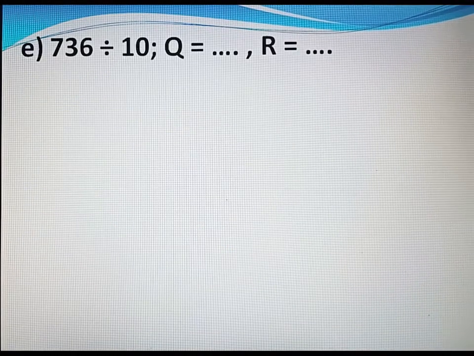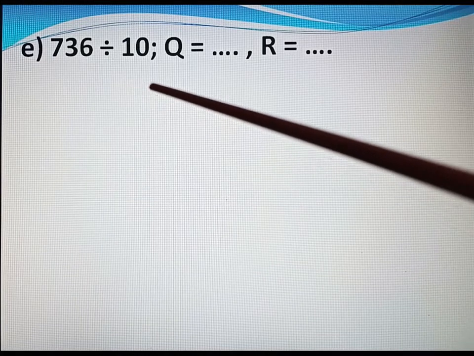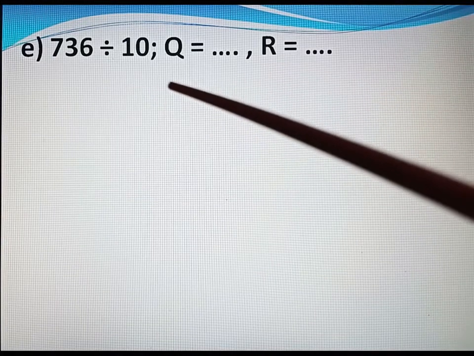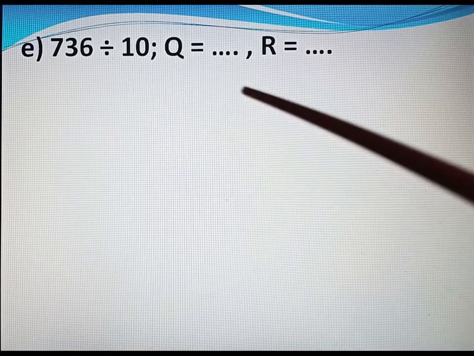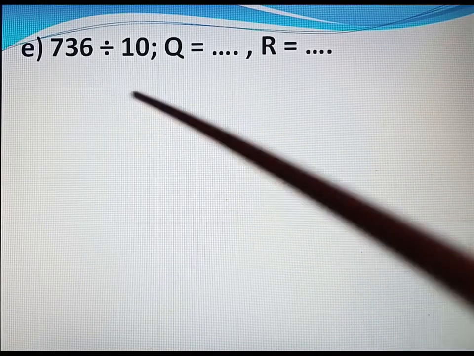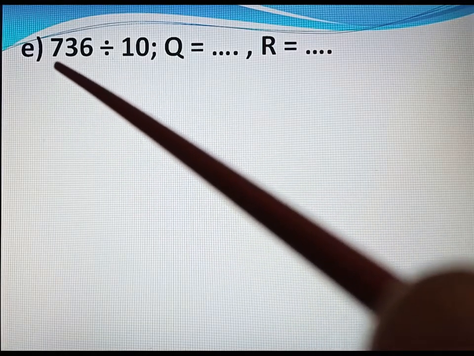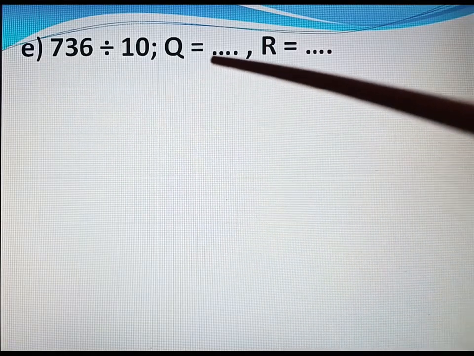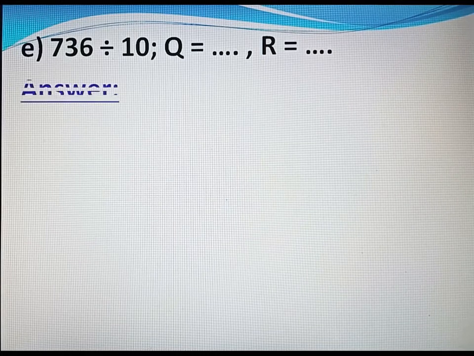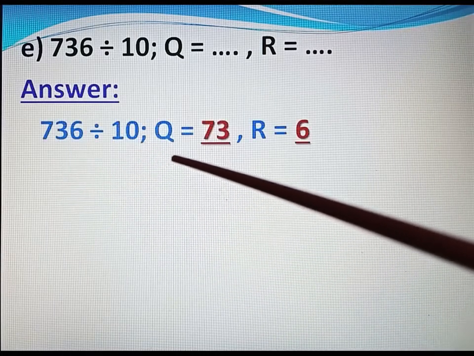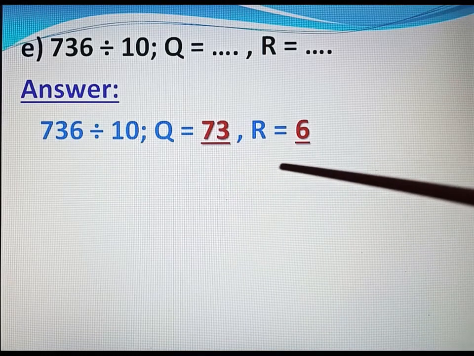E part. 736 divide 10. Quotient equals dash, remainder equals dash. See, 10 is the divisor, then the last digit in the dividend, that is 6. 6 is the remainder, and the number formed by the remaining digits, that is 73. 73 is the quotient. Answer: 736 divide 10. Quotient equals 73. Remainder equals 6.